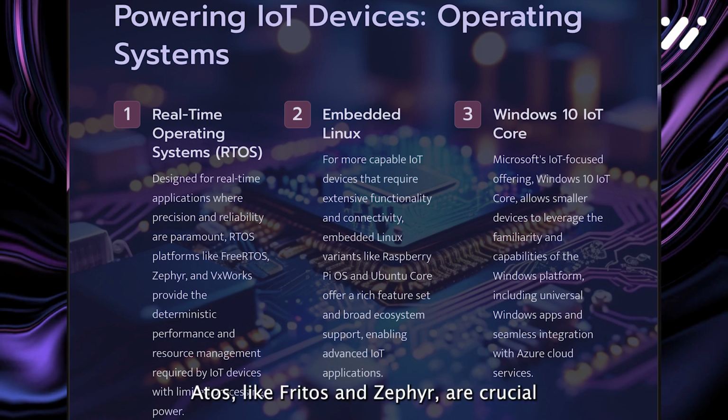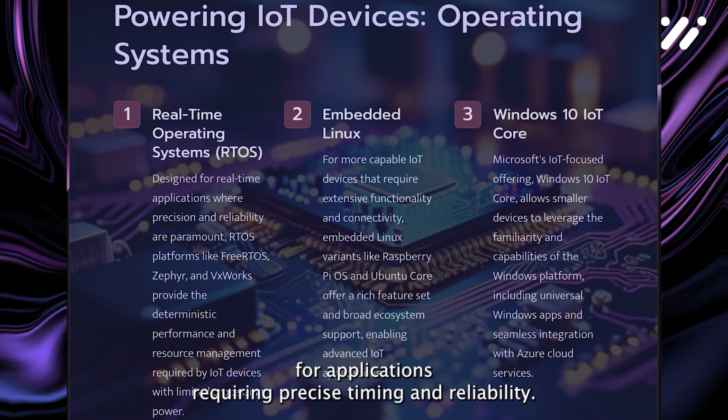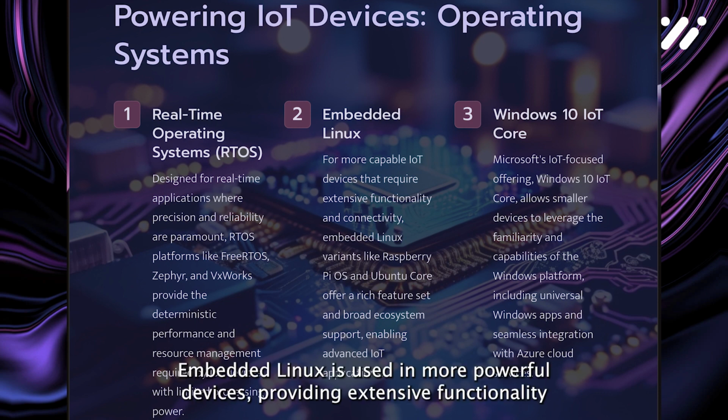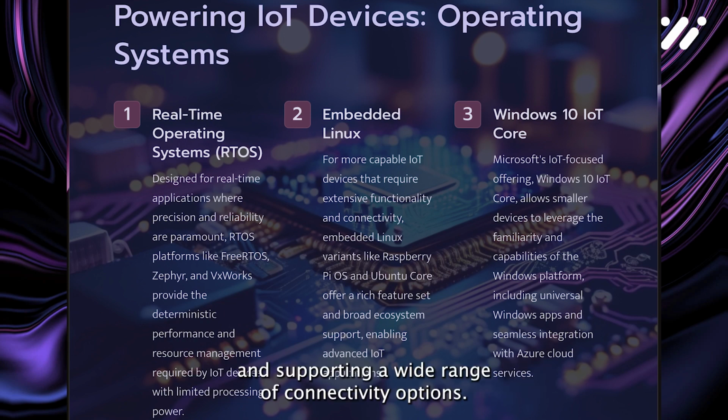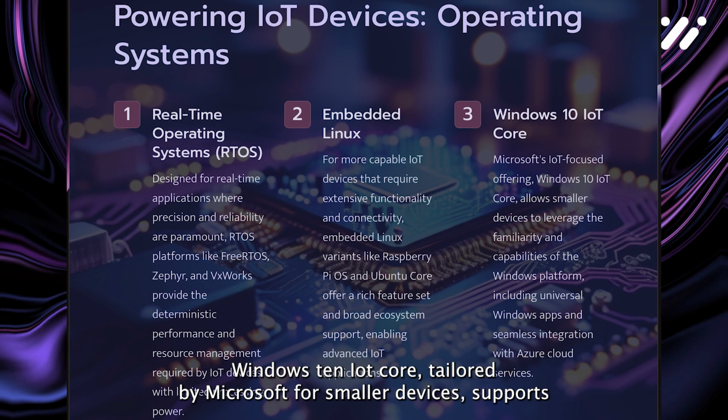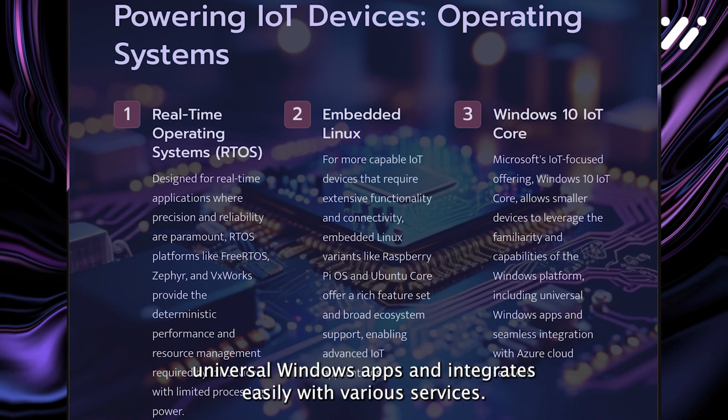Real-time operating systems, RTOS, like FreeRTOS and Zephyr, are crucial for applications requiring precise timing and reliability. Embedded Linux is used in more powerful devices, providing extensive functionality and supporting a wide range of connectivity options. Windows 10 IoT Core, tailored by Microsoft for smaller devices, supports universal Windows apps and integrates easily with various services.